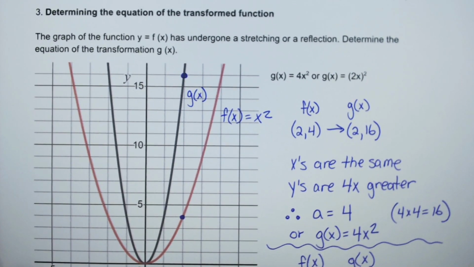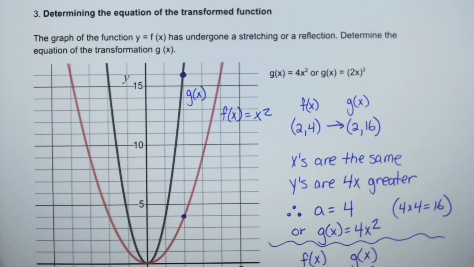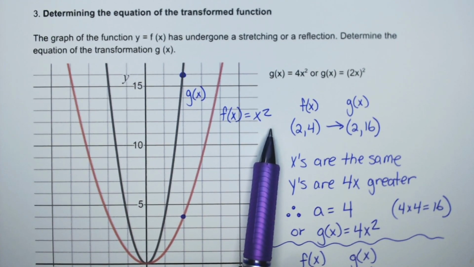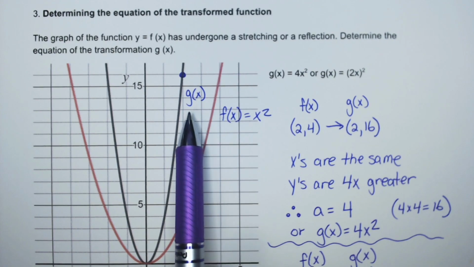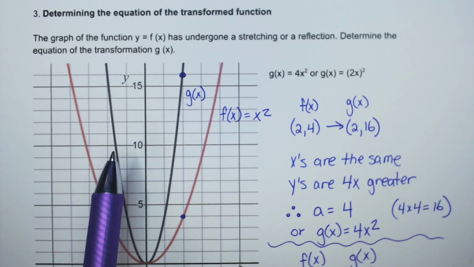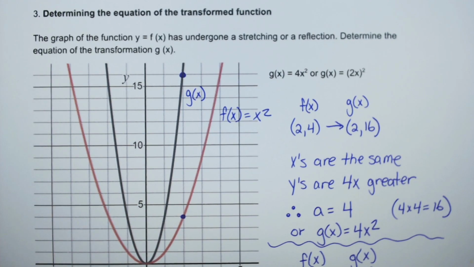Now, you might also be asked to determine the equation of the transformed function. You might be saying, oh, how the heck would I do that? I don't know the equation for this function, but that's okay because we can figure it out. So it says the graph of the function y equals f of x has undergone a stretching or a reflection. Determine the equation of the transformation g of x. So our f of x is here. It's just that nice x squared graph. We'll use that parabola shape. And our g of x is here. You can see it's skinnier and the y values are increased.